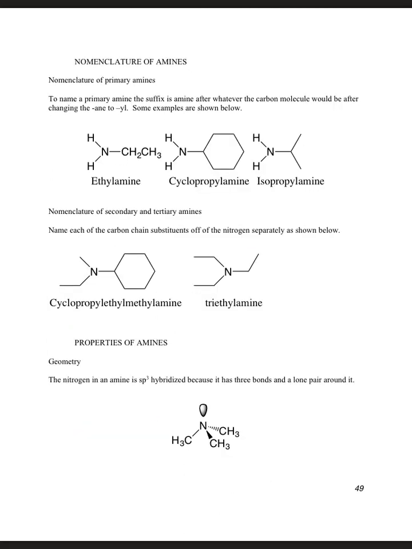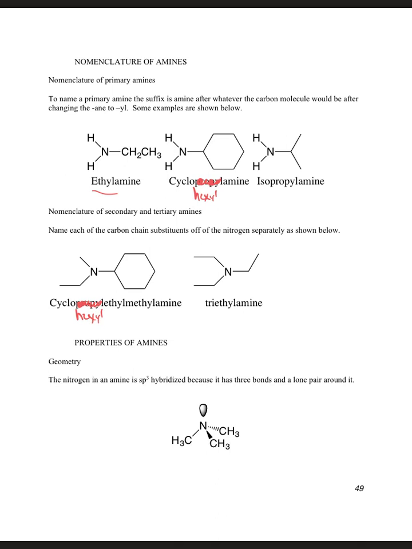So how do we name amines? We look at what's off of the nitrogen and end with amine. So the first one here is ethylamine, because we have an ethyl group off of the nitrogen. The second one, cyclohexylamine, and the third one, isopropylamine. Okay, that's when we only have one group off of it. If we have multiple groups off of it, we name each one: cyclohexyl-ethyl-methylamine, or if they're all the same, triethylamine.